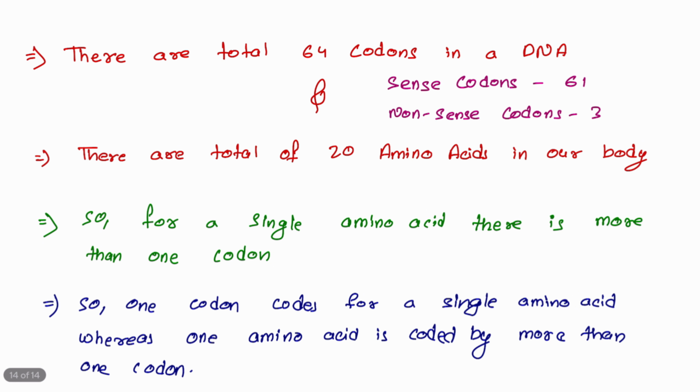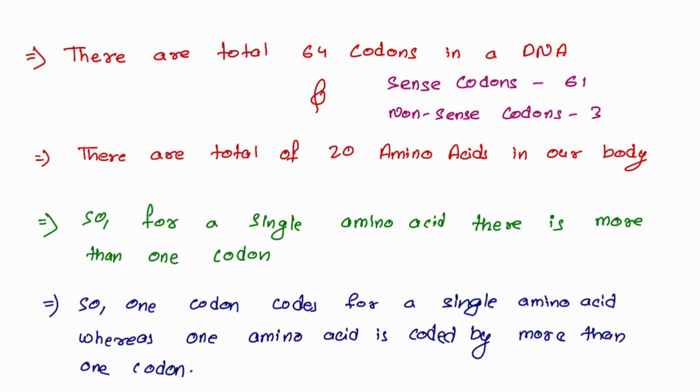Now we can see that there are a total of 64 codons in a DNA sequence. Among them, 61 are called sense codons and 3 are called nonsense codons. Sense codons because they code for amino acids. Nonsense codons because they do not code for any amino acid and they terminate the sequence.